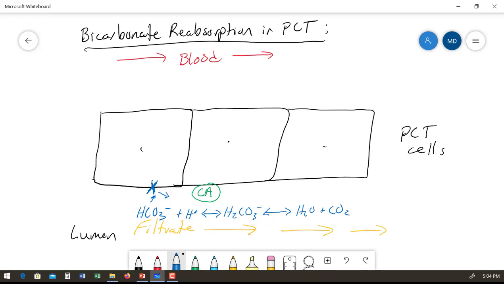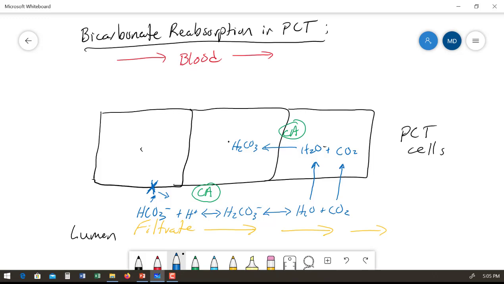Now these two, this gas and this fluid, can penetrate across the cell membrane. So these two are actually going to penetrate into the cell. And when they get into the cell, they are actually going to recombine. So it's kind of a tricky way to get bicarbonate into the cell, by having this carbonic anhydrase out here to convert it into water and carbon dioxide, and then those can move into the cell. Now, inside of the cell, there's also carbonic anhydrase, and that will reconvert these back into carbonic acid.